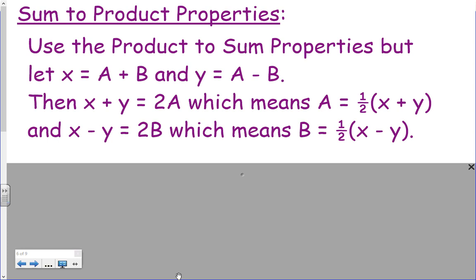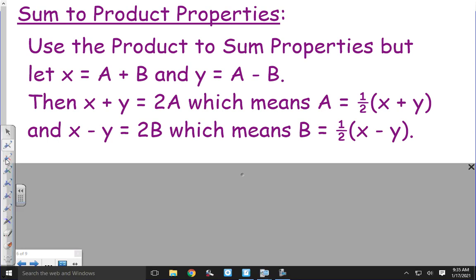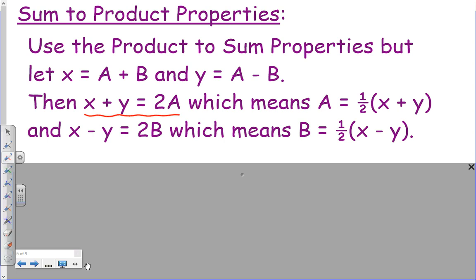So if you add those two up, x is equal to a plus b and y is equal to a minus b. When you add those up, notice that the b's will cancel each other out and you'll be left with 2a. And so then if you solve that for a, of course, a is going to be equal to 1/2 of x plus y. Again, all we've done is take this equation that we see right here, and divide both sides by 2 or multiply by 1/2 to come up with this.